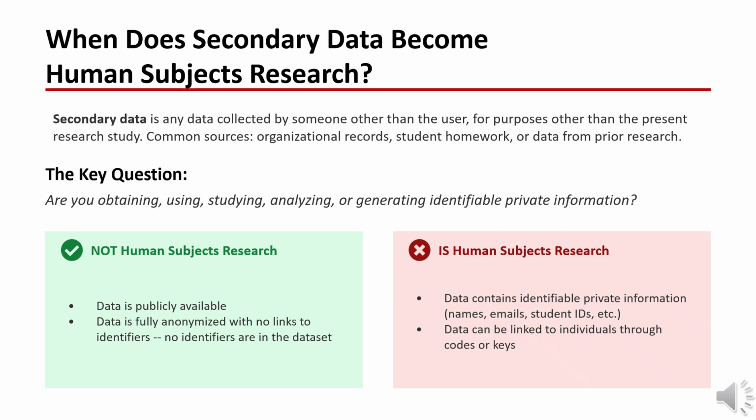But if the data contains identifiable private information, for example, names, email addresses, and can be linked back to individuals through a code or a key, then you are conducting human subject research and IRB review is required. There's an important carve out related to coded data. Even if there are no identifiers in the data you receive, you must have a data use agreement in place, preventing the release of the key to Northeastern in order for the data to be considered non human subject research.